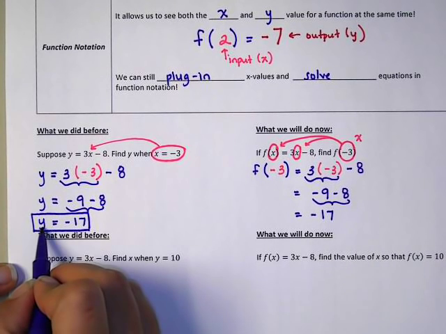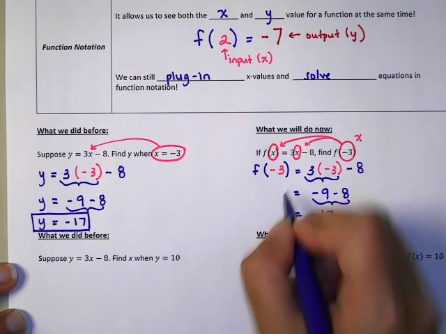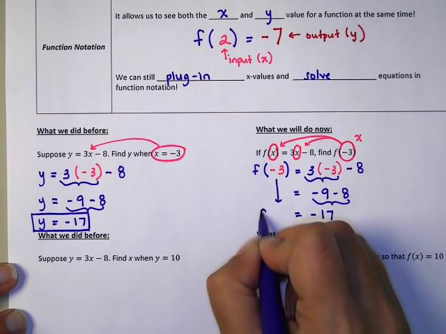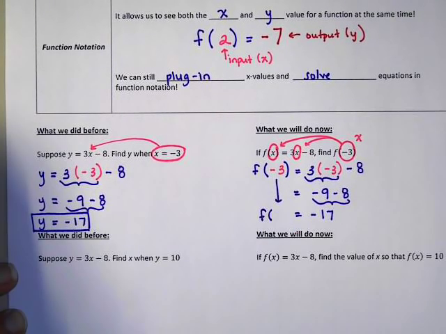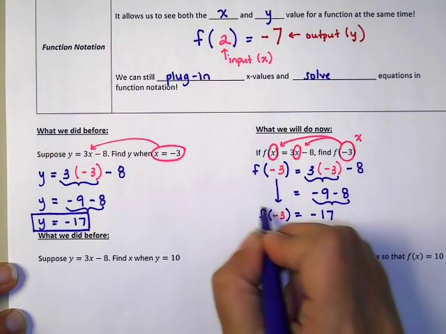But it's not going to just say y equals anymore. Instead, we're just going to drop this down and we're going to say f of negative 3 equals negative 17.